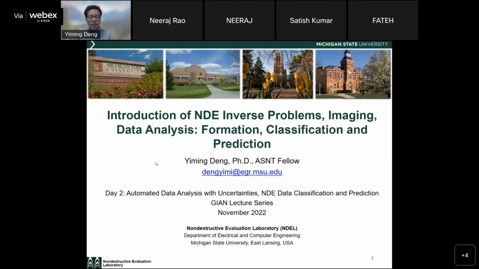Okay, so let's start. Hopefully, everybody is making good progress in the lab session. So today we will continue. Yesterday we had an introduction on the inverse problem for NDE. We had an introduction of signal processing for NDE, and particularly for uncertainty quantification. So today we will look into automated data analysis with uncertainties, and we will look at data classification and prediction.